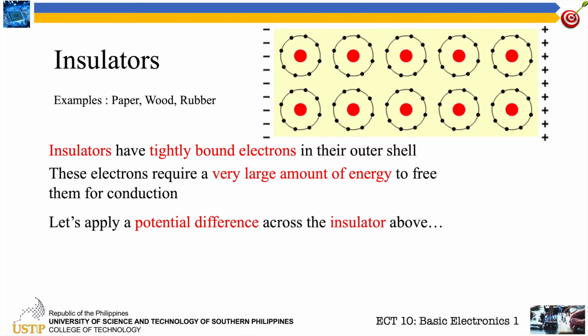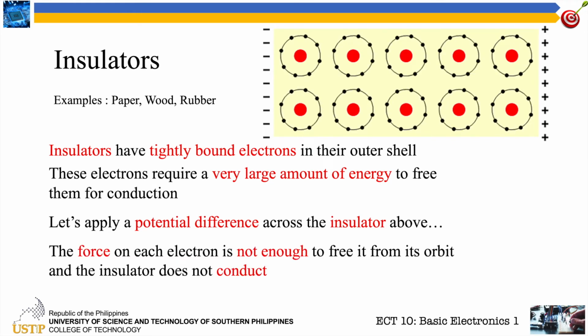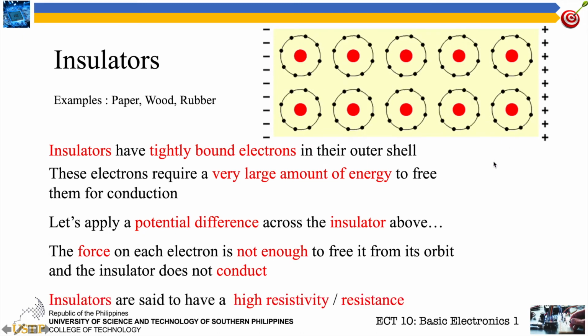Okay, so we applied here our potential difference or our voltage. Did you see any movement of our outer shell electrons jumping from one atom to another atom? You cannot see any. Therefore, insulators do not conduct. It will not allow electricity to flow. From this illustration, insulators are said to have higher resistivity or higher resistance. They resist the flow of current.